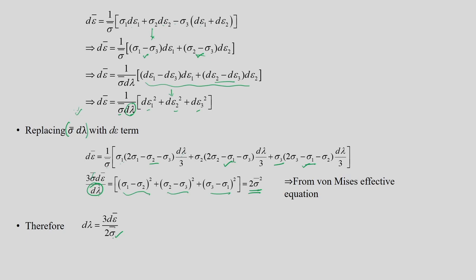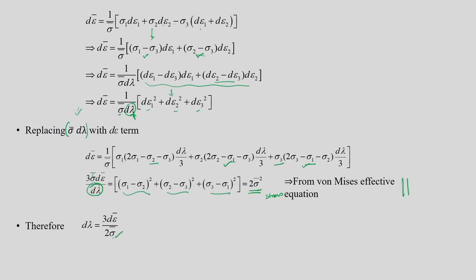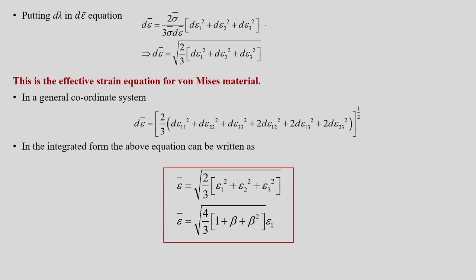So, I am going to substitute this into this equation, okay, so that we can do a little bit more steps and then finally you arrive at the d epsilon bar equation. So, I have written here, sorry, this is the effective stress equation. So, now what I am going to do, put d lambda in the d epsilon bar equation: d epsilon bar is equal to 2 sigma bar divided by 3 into sigma bar d epsilon bar into this entire equation. I am going to write it as it is. So, in place of d lambda, I am going to write 3 d epsilon bar divided by 2 sigma bar, okay, which will give me this very nice particular equation.